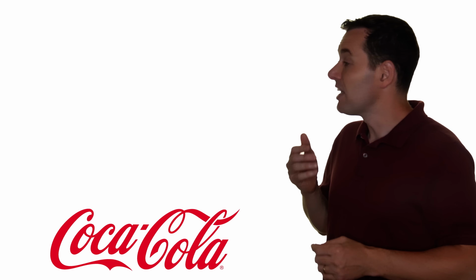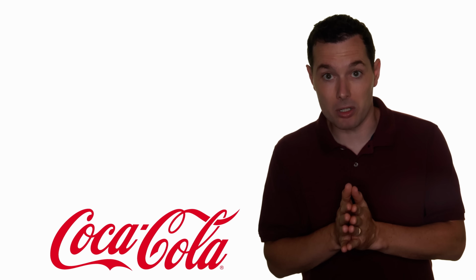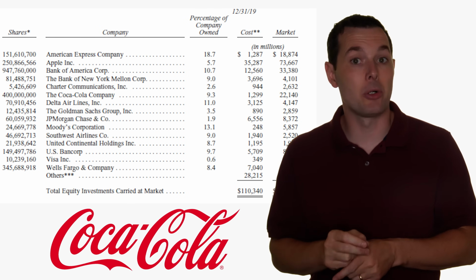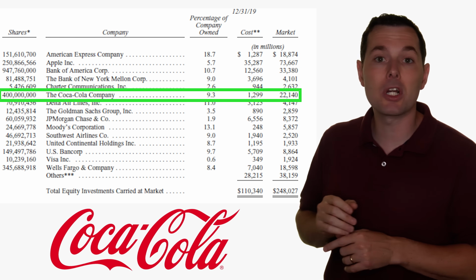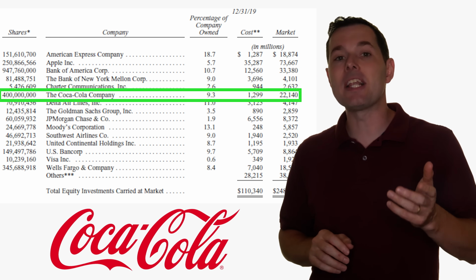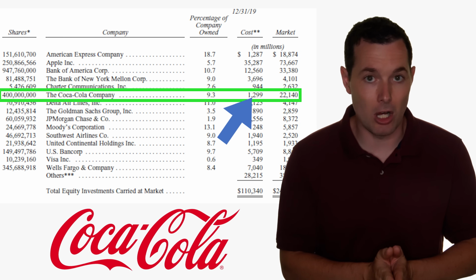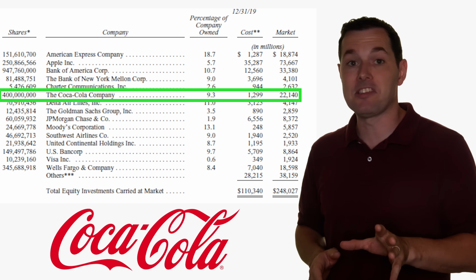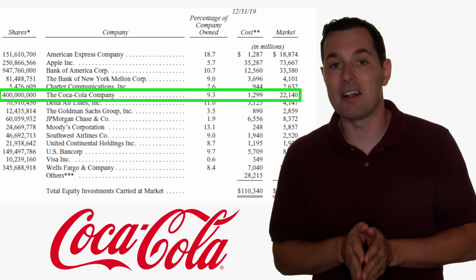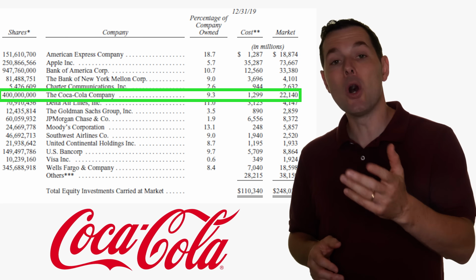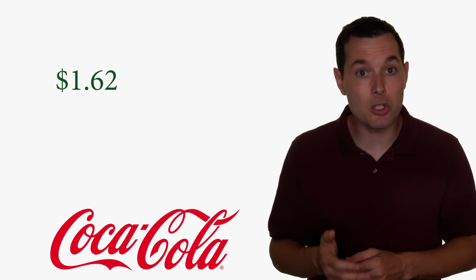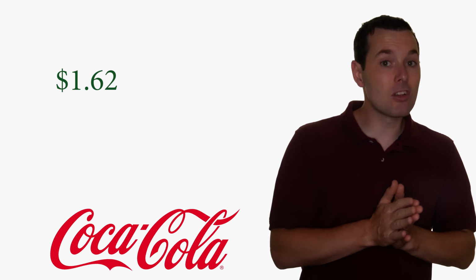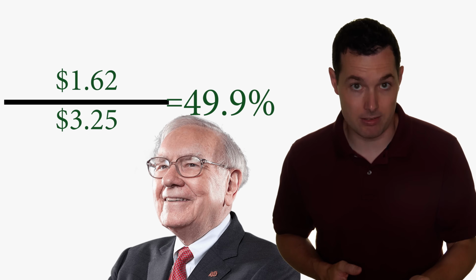One good example of this is Warren Buffett's purchase of Coke. This is a screenshot from Warren Buffett's most recent annual shareholder letter. And if we look at the Coca-Cola line item, we can see that he spent about $1.3 billion to buy 400 million shares. That puts his cost basis at $3.25. And given that we know that Coke has paid about $1.62 over the past year, that gives Warren Buffett a yield on cost of about 50%.